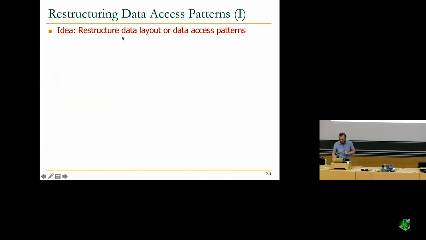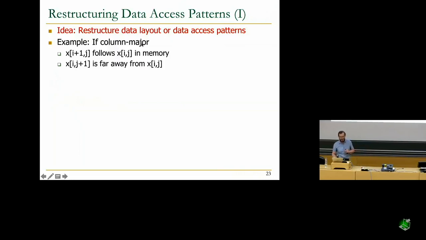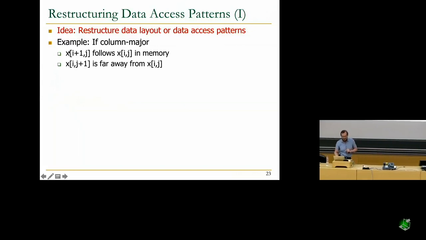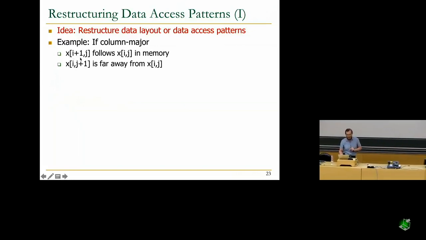So, okay, this will be fun. Basically, the first idea is restructuring the data layout or data access patterns. I'll give you one example. Remember the column major accesses? If you have a column major layout for an array, x[i+1][j] follows x[i][j] in memory. x[i][j+1] is far away from x[i][j].